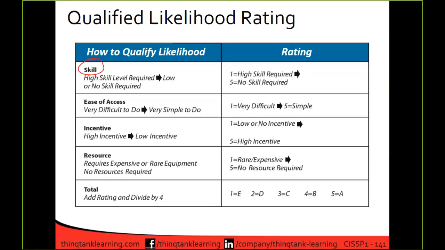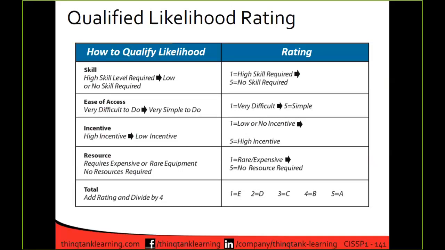Ease of access. Is it very easy to do? Is it very difficult to do? Incentive, right? Like I said, I've done this a few times. A small bank might be less likely to be compromised than a large bank just because there's more incentive for a large bank, right? Whether it's reputation or dollars or whatever it might be. The resources that are required. Do you have to have a vast amount of computing resources or personnel to affect a threat, or is it very simple? In other words, is there a single point of entry? Do I have to have a huge botnet to facilitate the threat?